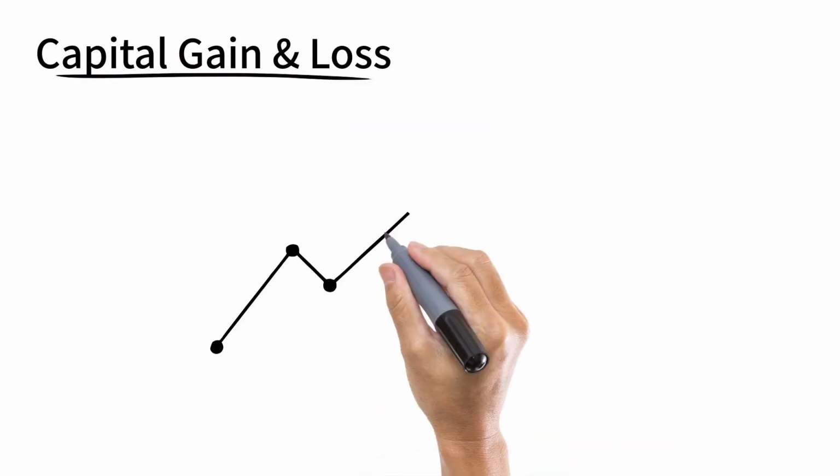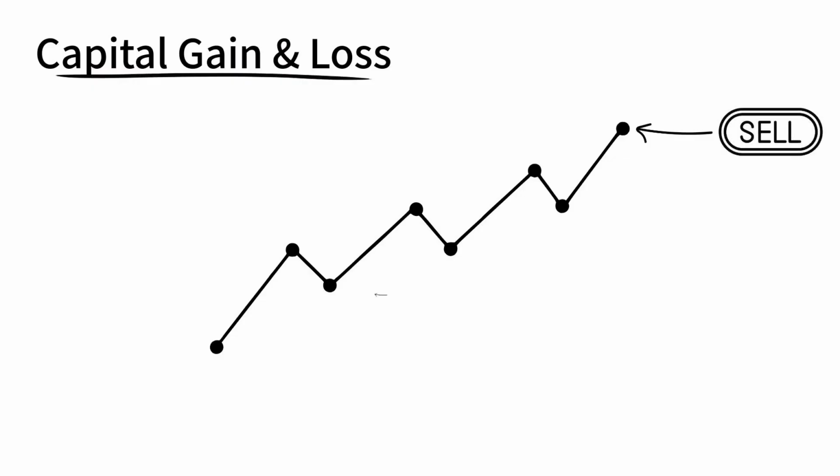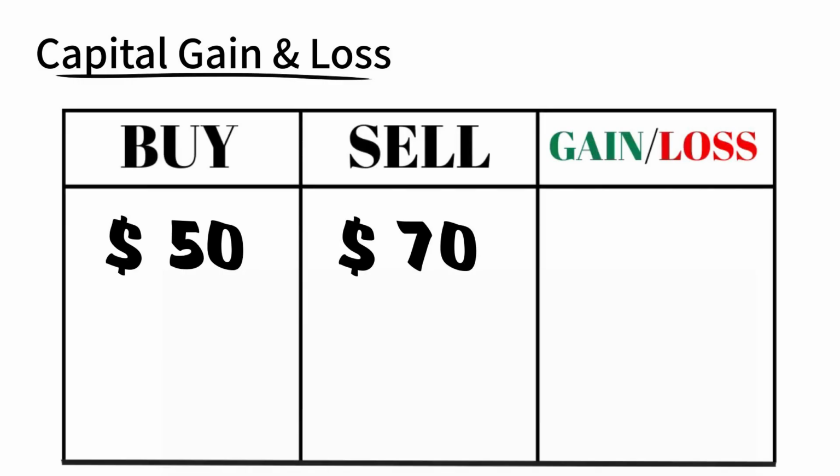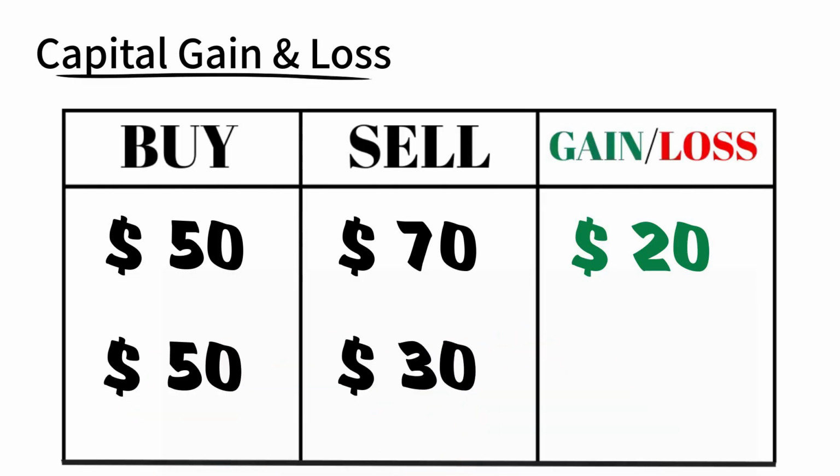Capital gains and losses. A capital gain happens when you sell a stock for more than you paid for it. For example, if you buy a stock at $50 and later sell it at $70, your capital gain is $20. On the other hand, a capital loss occurs when you sell a stock for less than you paid. If you bought a stock at $50 and sold it at $30, you'd incur a $20 loss.